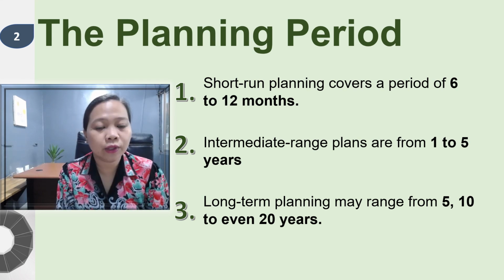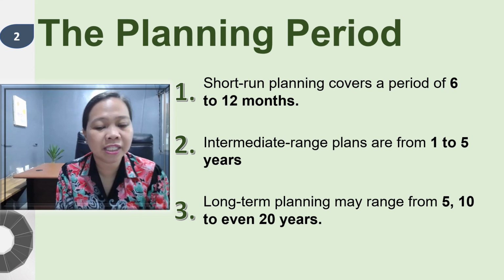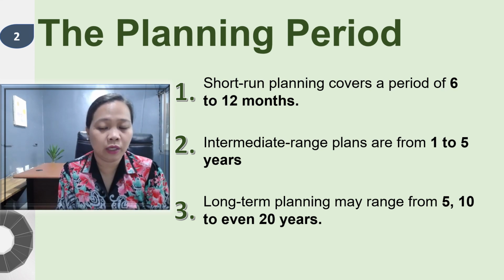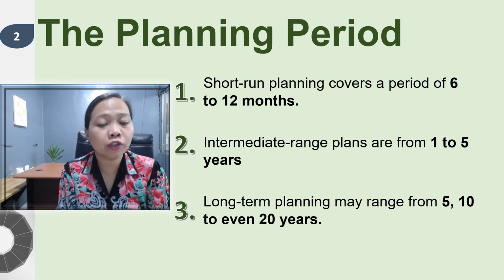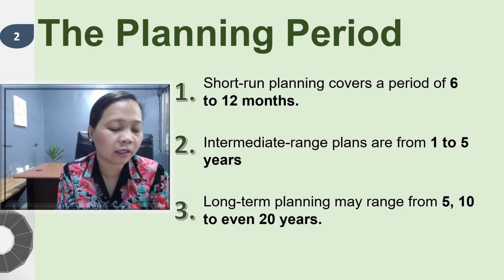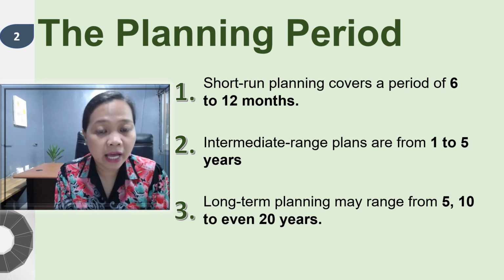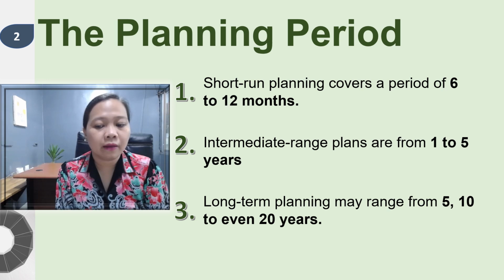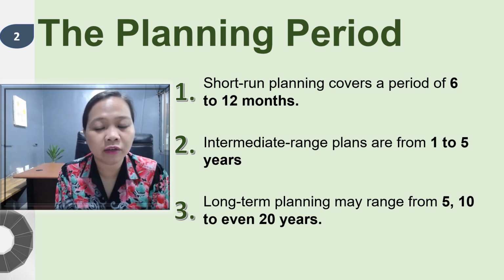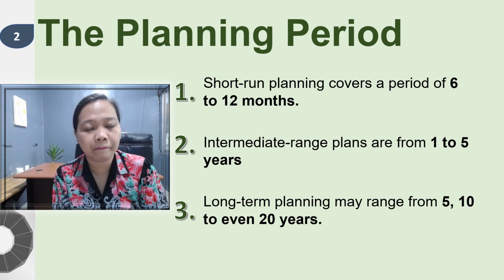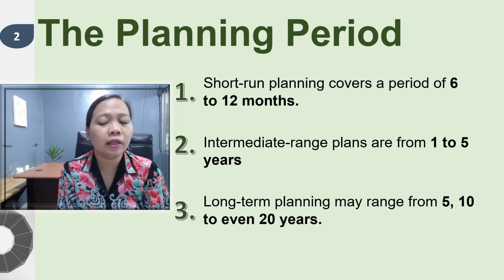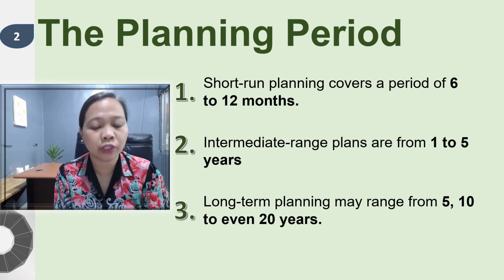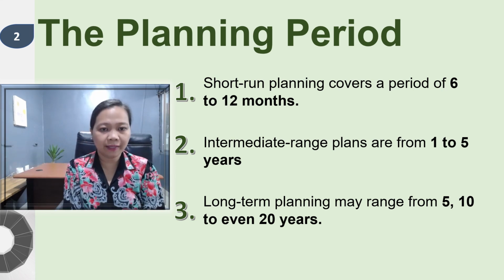And lastly, the third type of planning period is the long-term plans. It ranges from 5 years, 10 years, to even 20 years. For construction companies, or for universities like Caraga State University, we have a long-term plan, and this is the mission and vision of the university. Some of you are very familiar with the mission and vision statements of our university. So that is an example of a long-term plan. Okay?